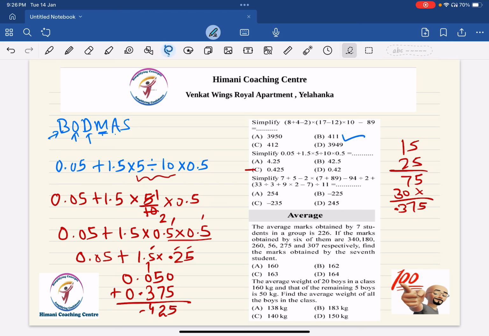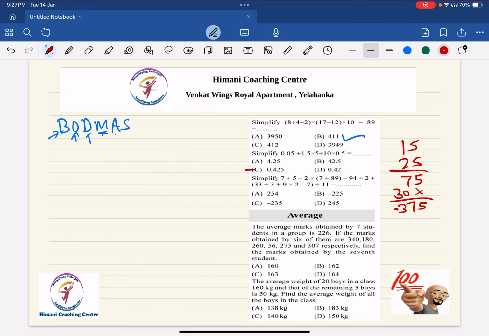Okay. Now let us look at the next question. Okay. So the next question is again simplify. So it's a long one. Let me first write that down. 7 plus 5 minus 2 into, there is a bracket, 7 plus 89. We will have to solve the bracket first. Minus 94 divided by 2. Okay. Plus, then it is again a bracket, 33 divided by 3 plus 9 into 2 minus 7, bracket closed, and then it says divided by 11.